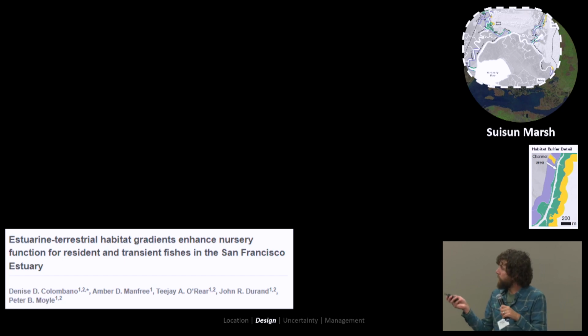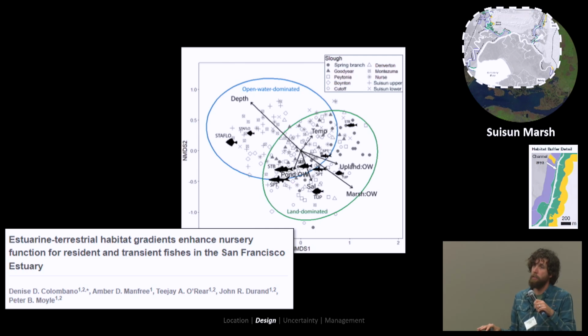But some work from Denise Colombano demonstrated that within Suisun Marsh, the nursery potential for different species was a function both of siting within the marsh, with relative proximity to upland transitional zones and marsh habitats and other additional components. So a function of location within the marsh and a function of the habitat surrounding where the fish were found. And this was species specific. Again, we're glossing over a whole bunch of things, but the point here is that we have a better understanding now as to where and how these habitats can be made to enhance rearing and nursery potential.